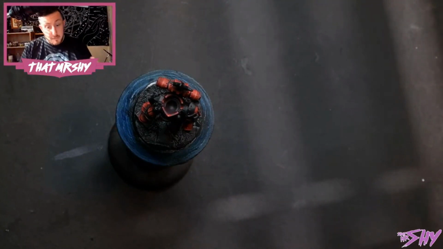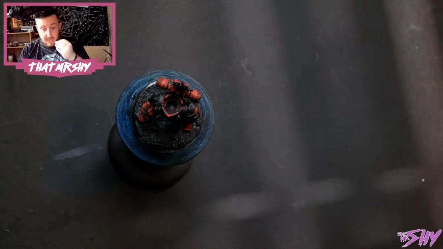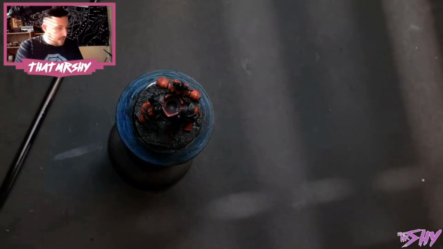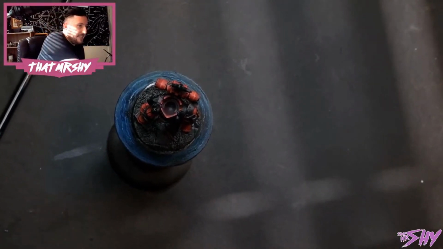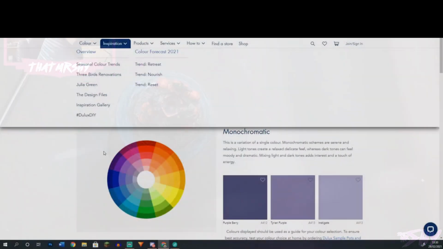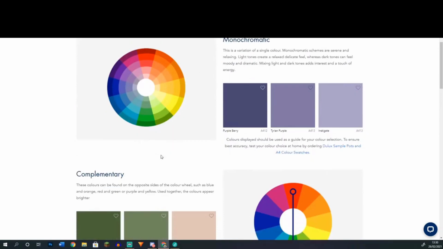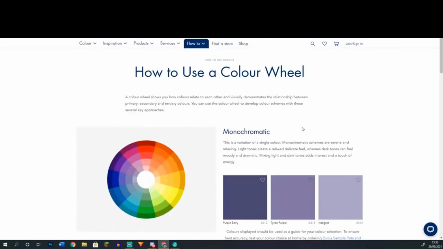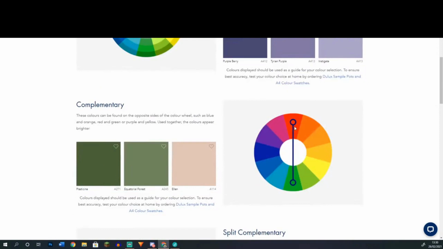If you pick some complementary colours, let me grab a colour wheel up because it'll be easier to illustrate this with a colour wheel on screen. Right, so here's a colour wheel, and this is explaining what complementary colours are. This is Dulux's website. This is for people to paint their houses, right?